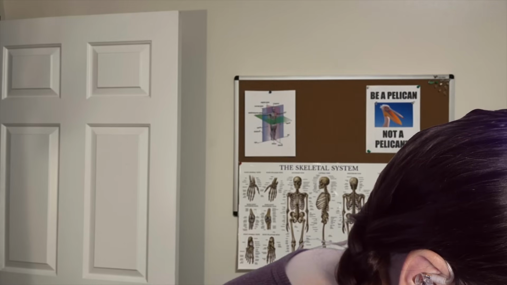And then my last two sets of terms are ipsilateral and contralateral, okay? And ipsilateral just means on the same side. So your left shoulder here is ipsilateral with your left hip. Your left ear and your left elbow are ipsilateral.